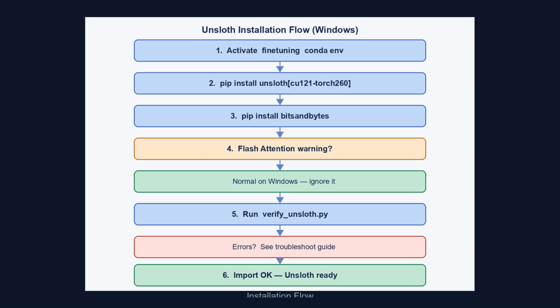Once all four steps complete, run verify_unsloth.py. A clean output means you're done. If the script surfaces errors, the troubleshooting section of this lesson covers the most common ones with specific fixes. The flow is linear, and each step confirms the one before it, so failures are easy to localize.